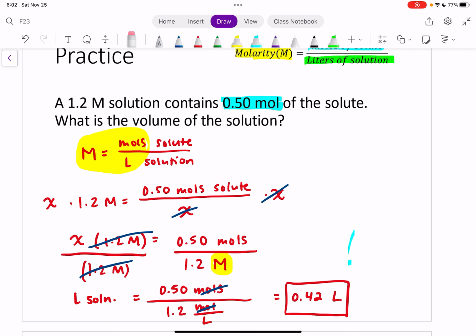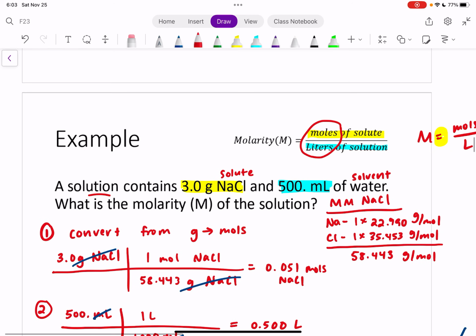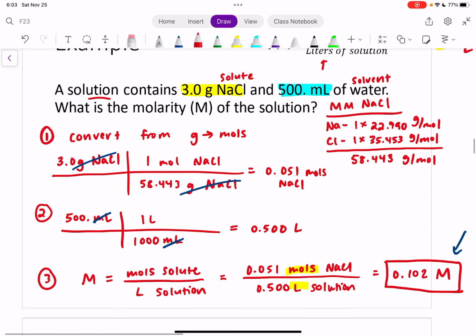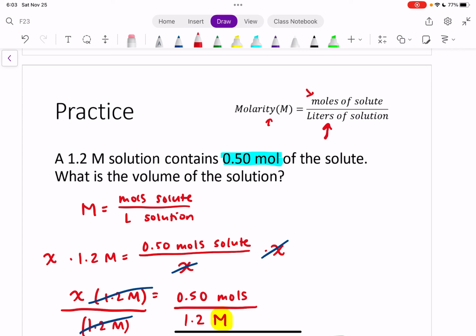Kind of cool. So in this example, we were solving for liters given moles and molarity. In the previous example, we were solving for molarity given moles and liters. But you could also be given the molarity and the liters and be asked to get to moles or even grams, right? If you get to moles of your solute and want that number in grams, you can get to grams using your molar mass.